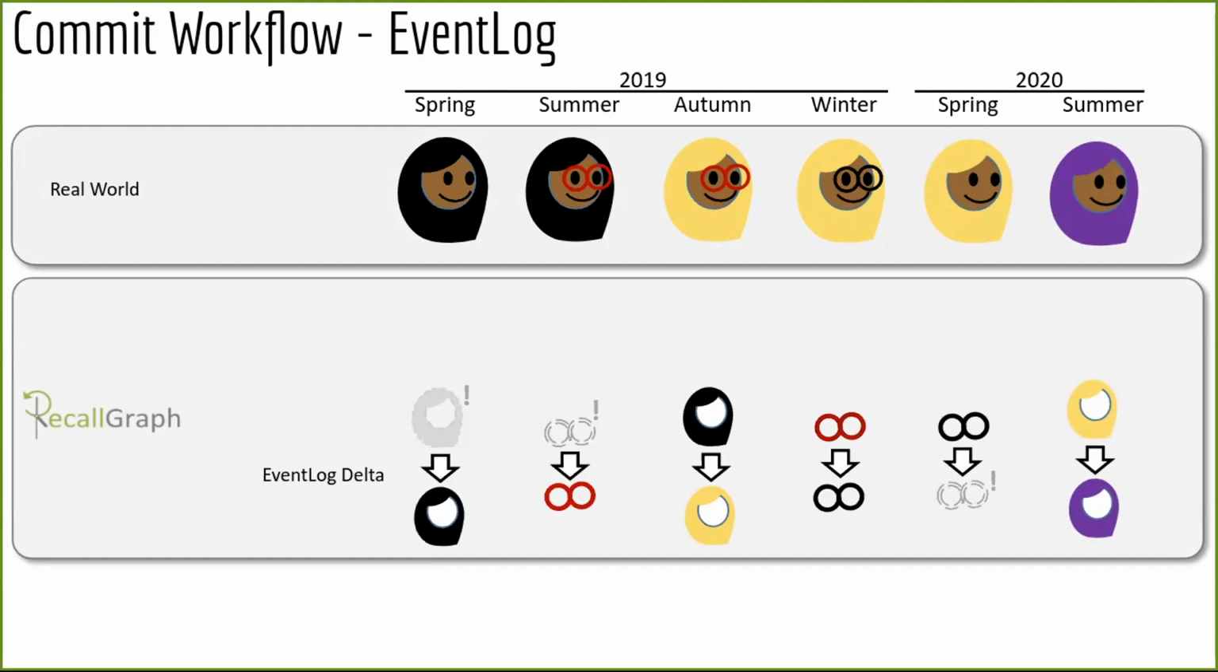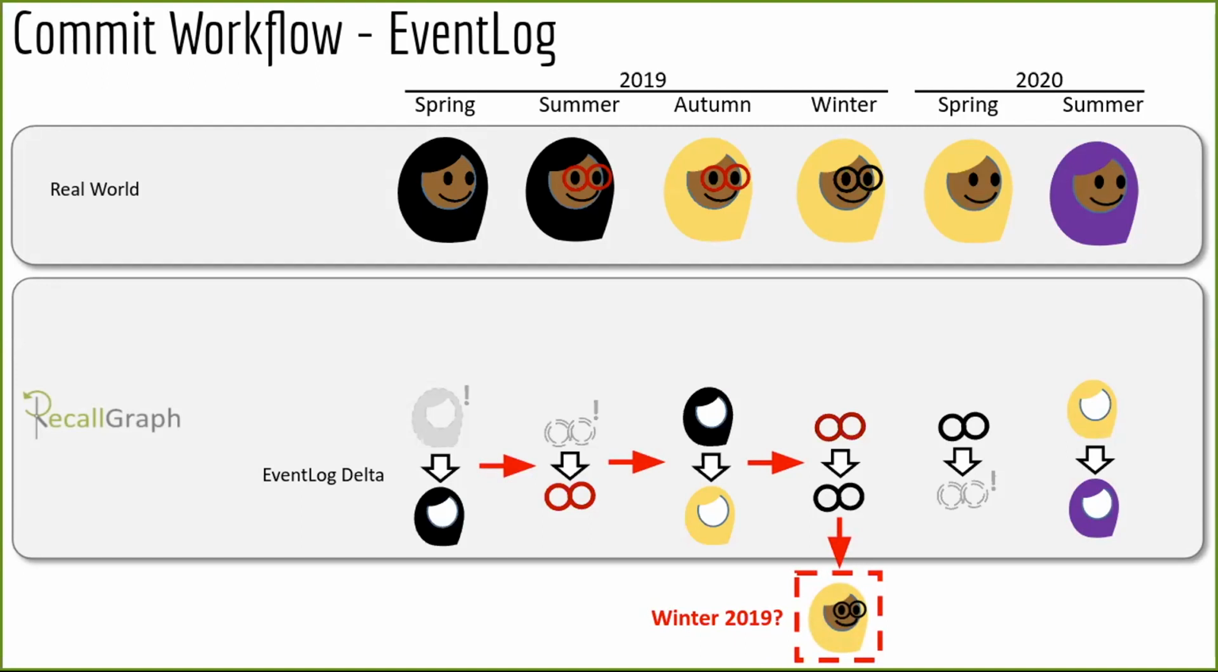So now that we have an event log which stores all the changes that an object has gone through in the form of a series of deltas, we can answer questions like, what look did Anna sport in the winter of 2019? One way in which RecallGraph enables this is by replaying its event log from the very beginning, going through all the changes in the form of deltas that have occurred till the point of winter 2019. And we basically rebuild her look as of that particular point in time.